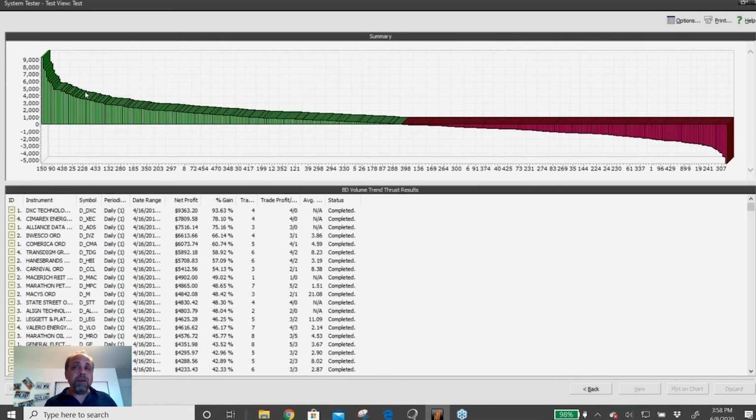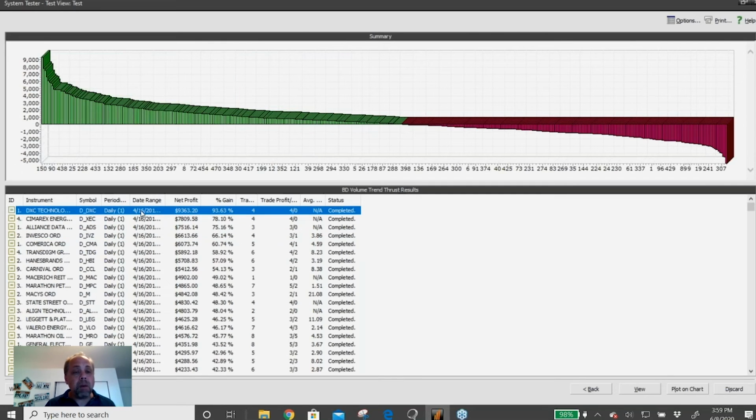Okay, and so obviously what I want to do is focus on the left-hand side here. I want to look at how well they work and focus on the methodologies and the instruments they work on. So over the last year, if I had taken all of the signals on DXC Technology, I would have taken 4 trades. All 4 of those would have been winners, 0 losers. That might be something that's beneficial. Okay. Alliance Data, 3 winners out of 0 losers. Okay. Invesco, we have 4 trades, 3 winners versus 1 loser.